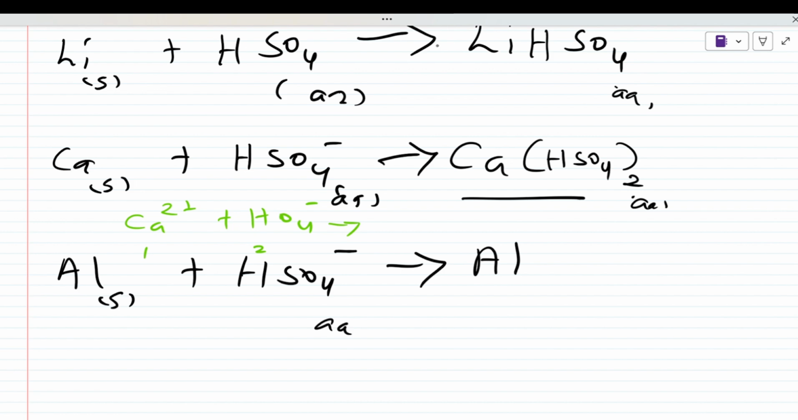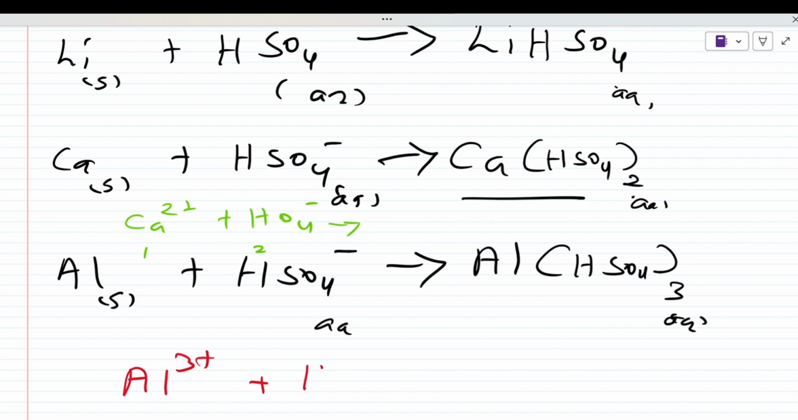The same is going to apply here. This is still aqueous. Then I'm going to have Al(HSO4)3 aqueous. The reason why I'm doing this, I just want you to be careful on the valencies. That's why I'm picking this. I want you to be careful. Al is supposed to be 3 positive when it reacts with hydrogen sulfate.